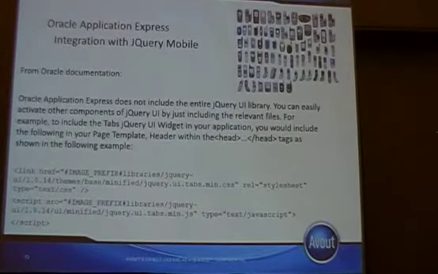Oracle Application Express does not include the entire jQuery mobile library. Again, 90% of it's in there. But you can add these other components of jQuery just by including the relevant files. People are adding these new libraries that have this cool new functionality all the time. Somebody develops some new library that has some cool jQuery mobile functionality in it. You can just download that file. Here's a CSS file that I can include as part of a link that's inside my application.